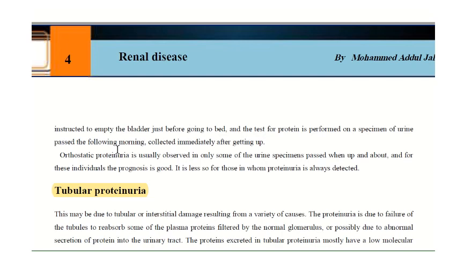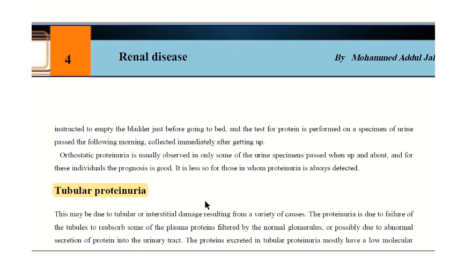إذن الأورثوستاتيك proteinuria is usually تلاحظ in only بعض of the urine specimen passed when up and about. وفي هؤلاء الأشخاص the prognosis is good. It is less so يعني هذا prognosis it is less good يعني for those in whom proteinuria is always detected.